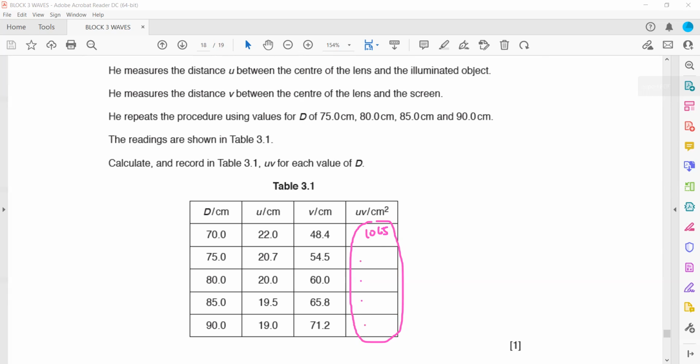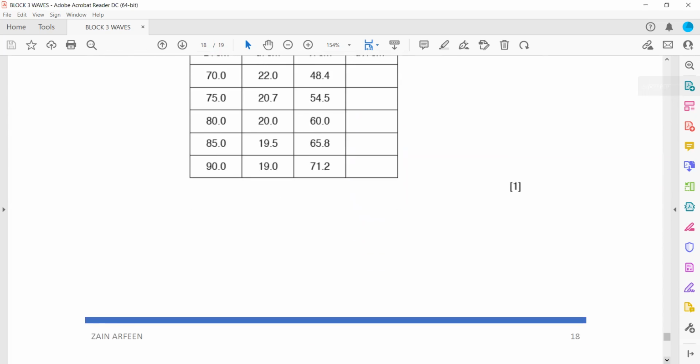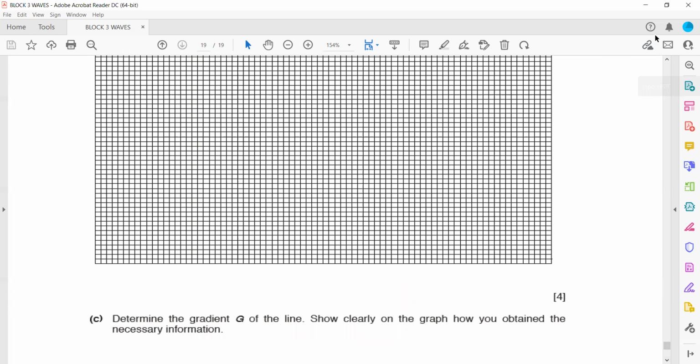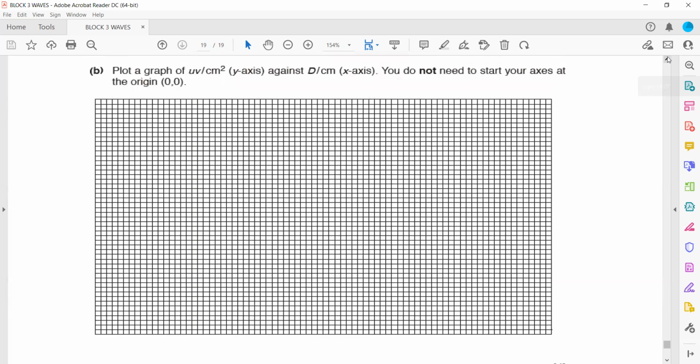The second one, example 1128. The third one, 1200, 1283, and 1353. So four significant figures, all are having the same number of significant figures. Then the next part is plotting a graph. Again, there is a mistake in plotting a graph.